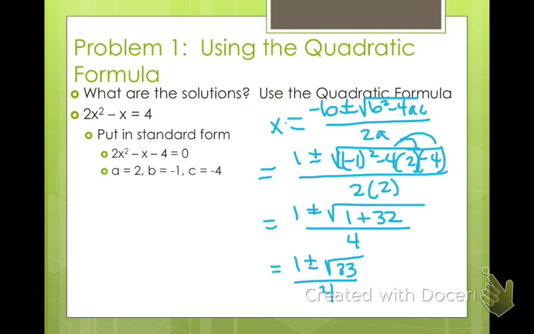Now, can I simplify the square root of 33? I can't. There's nothing that goes into the square root of 33. So this would be my answer. If you would like to, you can find a decimal approximation by taking 1 plus the square root of 33 and dividing by 4, and then 1 minus the square root of 33 divided by 4.